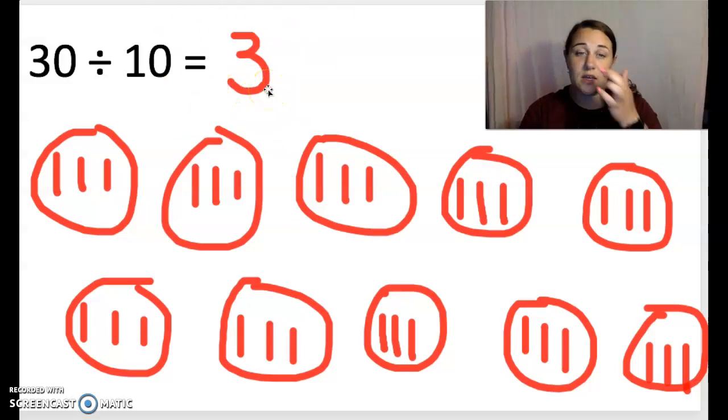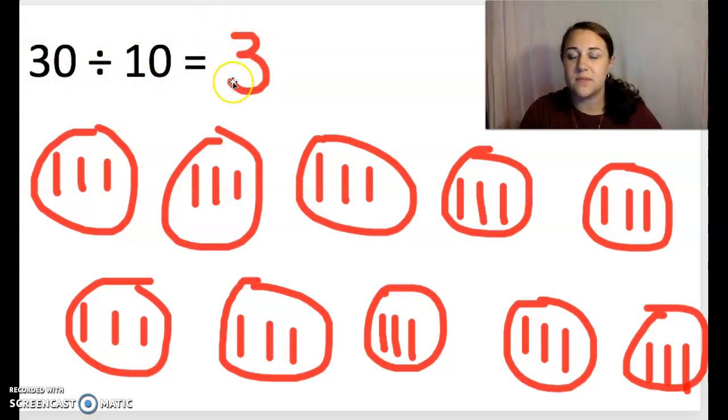Also, friends, if you remember your multiplication facts, you can say, what times 10 equals 30? Because remember, we go backwards, so I'm missing my first number. And I can think, well, wait a minute, I remember 3 times 10 equals 30. I have my 30, I have my 10, I'm just missing my 3.